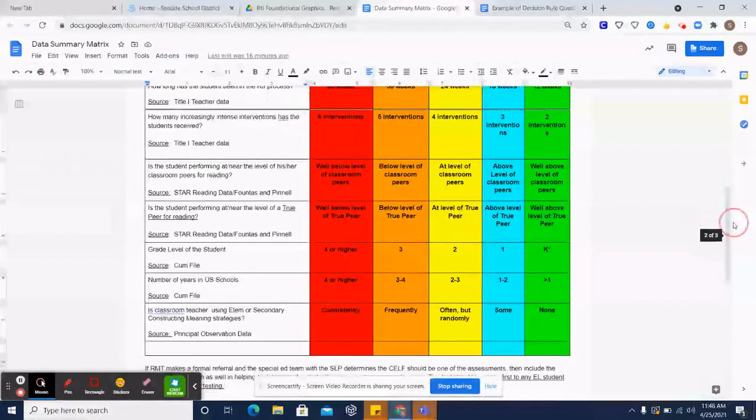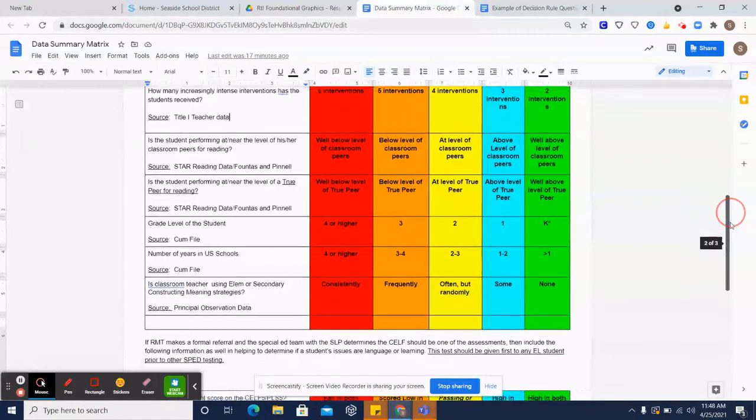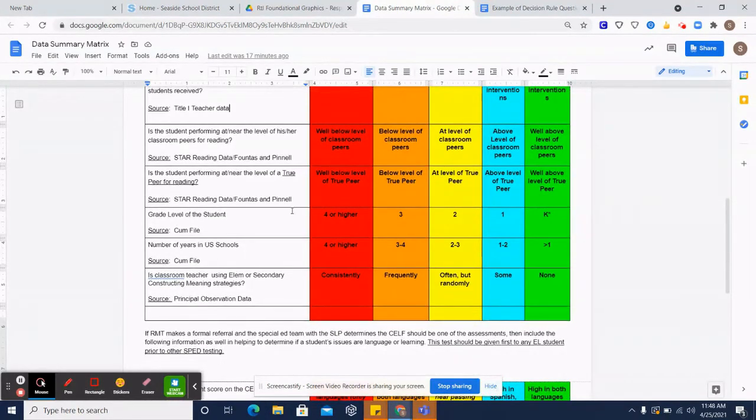And then, is a student performing at or near his or her level of classroom peers for reading? And we look at STAR data and Fountas and Pinnell data for that. Are they well below the level of classroom peers, below the level, at level, above level, well above the level? And so there are some decision rules about how you fall into those areas.